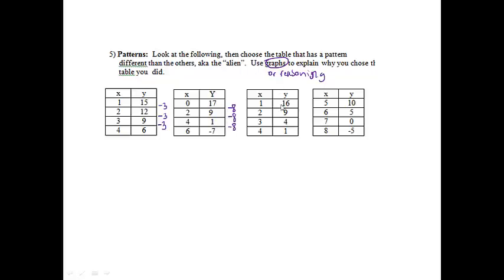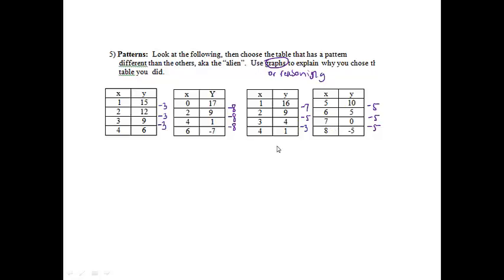All right, the next one, if I go ahead and look at it, we're going to have 16 minus 9, we'll subtract 7. To get from 9 to 4, we'd have to subtract 5. To get from 4 to 1, we'd have to subtract 3. Okay, and then the next one, to get from 10 to 5, we'd have to subtract 5. To get from 5 to 0, we'd have to subtract 5. And to get from 0 to negative 5, we'd have to subtract 5.